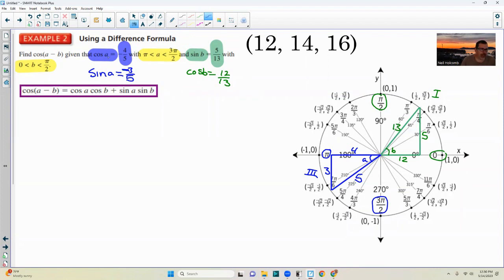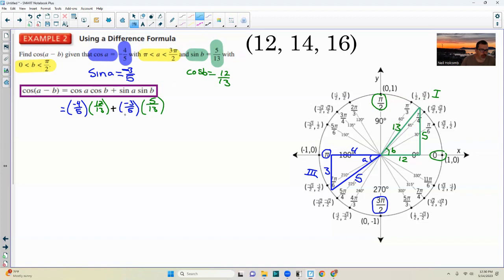Okay, so now we know sine A, sine B, cosine B, and we want to find the cosine of A minus B. So we use the formula cosine A minus B equals this. And now it's just a simple substitution. So if I hit equals, cosine of A is negative 4 over 5. Cosine of B is 12/13, and I'll keep it color-coded, 12 over 13. And then I add that to the sine of A, which is negative 3 over 5, times sine of B, which is given as 5 over 13.